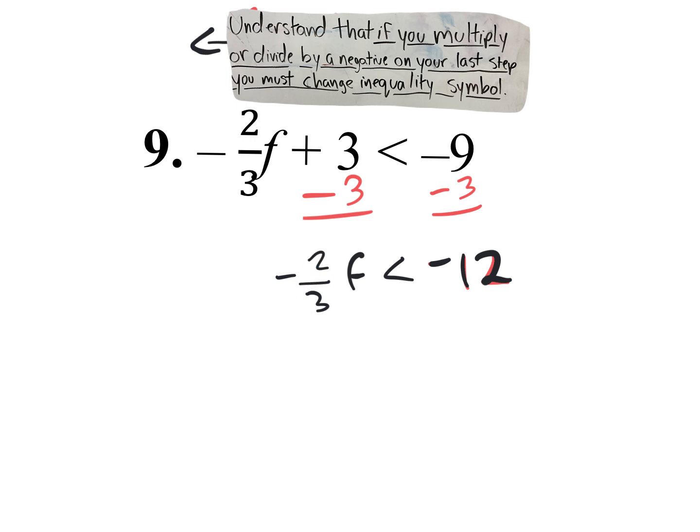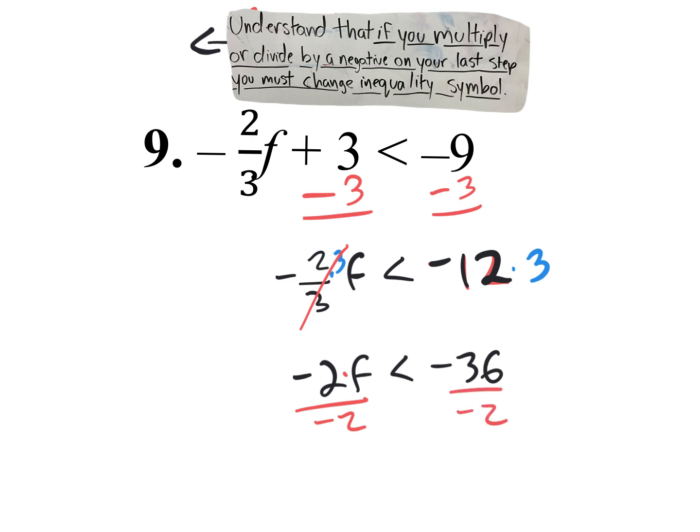To get rid of a fraction, all you have to do is multiply everything by the denominator. So multiply this fraction by the denominator 3 and that number by the denominator 3. Now I will cancel out the 3's, leaving us a negative 2f. Bring down the inequality, negative 36. Final step, to get rid of the multiplication of negative 2 in front of f, you're going to have to divide by negative 2, the opposite of multiplying. And of course, what you do to one side, you must do to the other side.